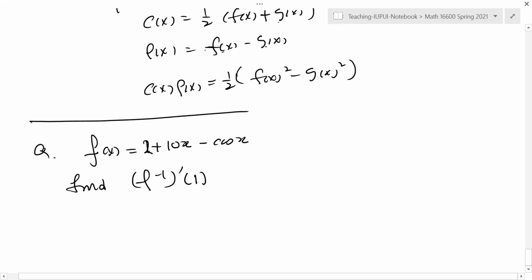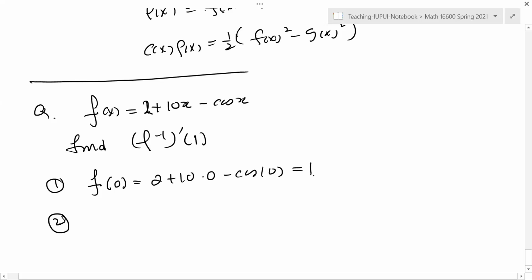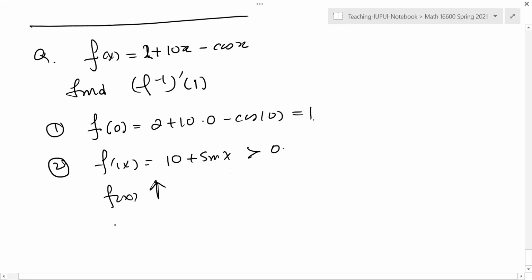Now, what does that mean? Well, first of all, you note a couple of things. One is f of 0 is going to be 2 plus 10 times 0 minus cosine 0, which is going to be 1. Second, the derivative is going to be 10 plus sine x. But this is never negative. It's always positive. So f of x is increasing. So that means the inverse exists, okay? But I cannot find the formula.